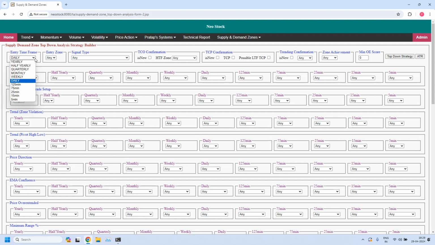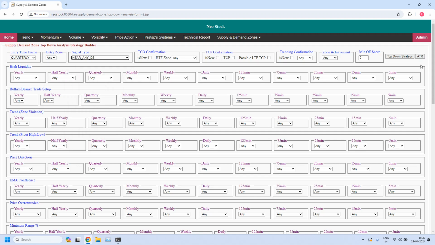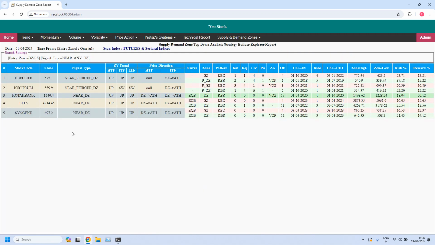So let us find the stocks starting from quarterly time frame until 5 minutes time frame. I am selecting the entry time frame as quarterly, and let us find the stocks near quarterly demand zone. So 5 stocks are filtered which are near to the quarterly demand zone.